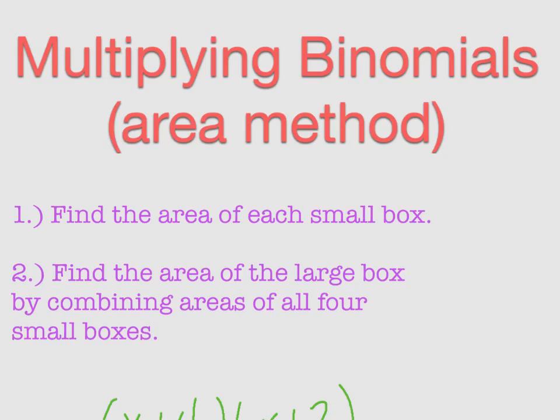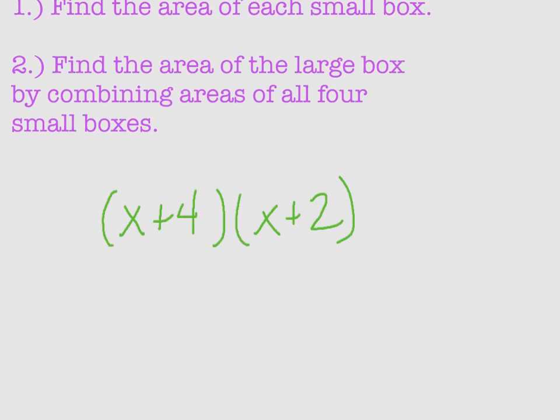In this lesson, we'll be talking about multiplying binomials by using the area method. There are two steps to multiplying binomials using the area method. The first one is to find the area of each small box. The second step is to find the area of the large box by combining the areas of all four smaller boxes. Let's take a peek at what that means.